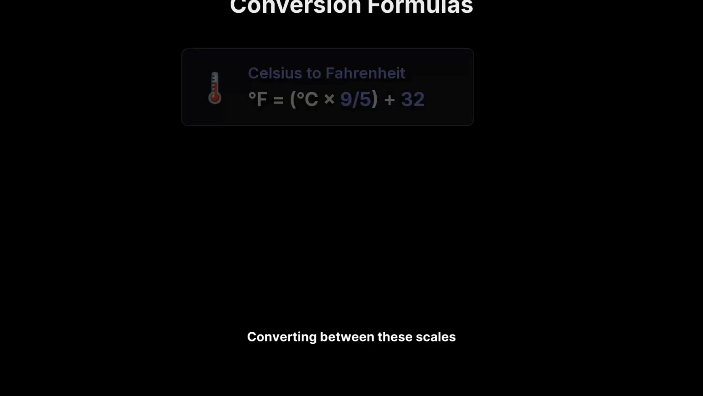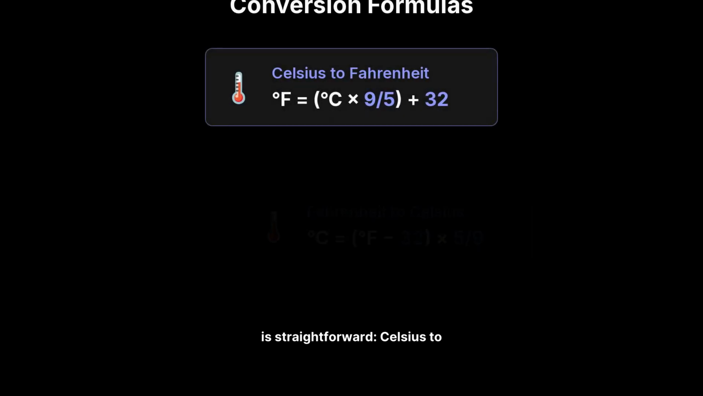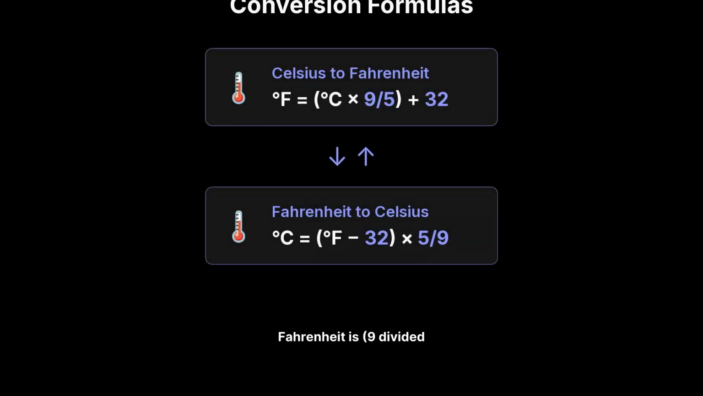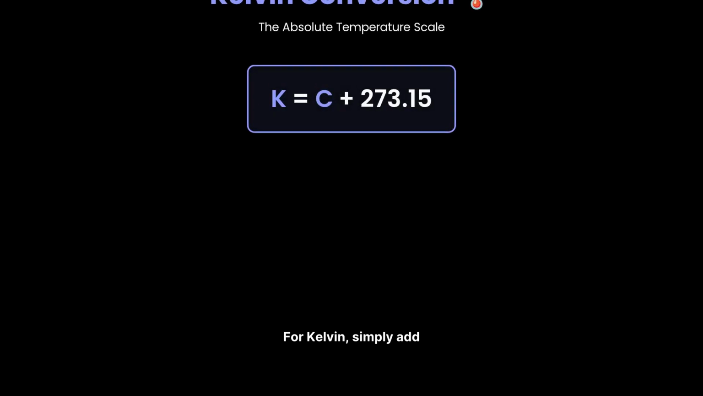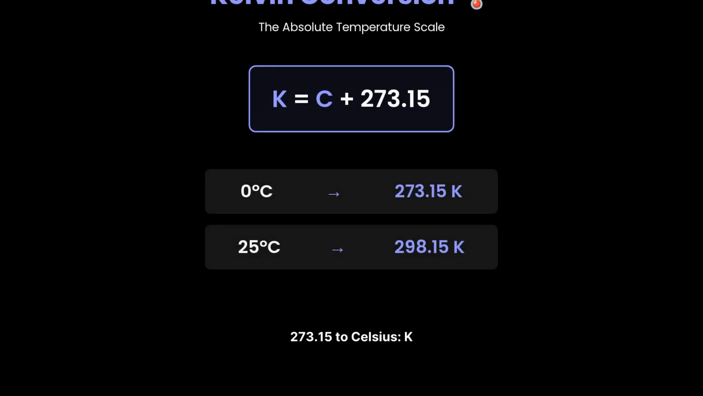Converting between these scales is straightforward. Celsius to Fahrenheit is 9 divided by 5 times temperature in degrees Celsius plus 32, and Fahrenheit to Celsius is Fahrenheit temperature minus 32 times 5 divided by 9. For Kelvin, simply add 273.15 to Celsius, K equals C plus 273.15. This relationship is fundamental in many physics calculations.